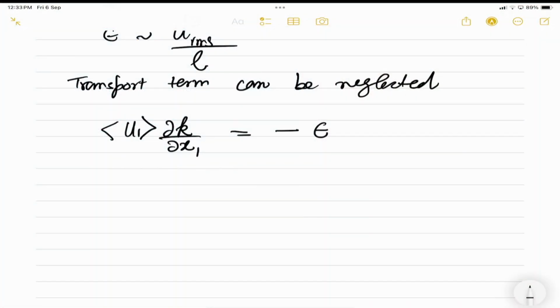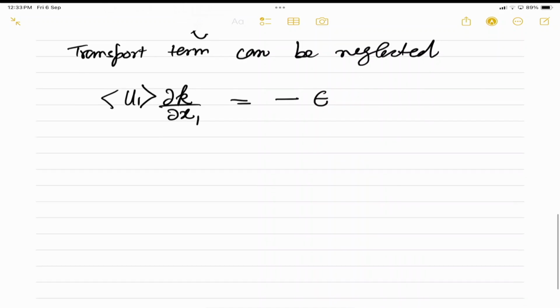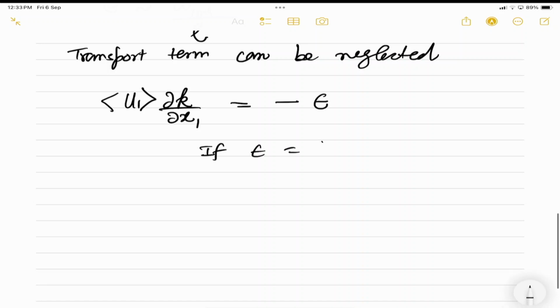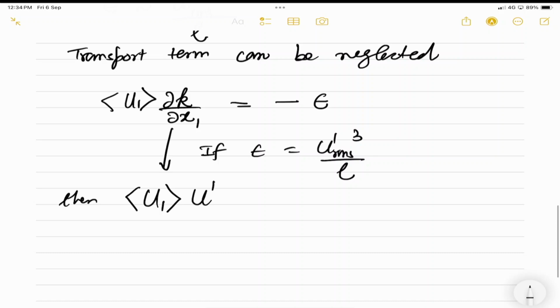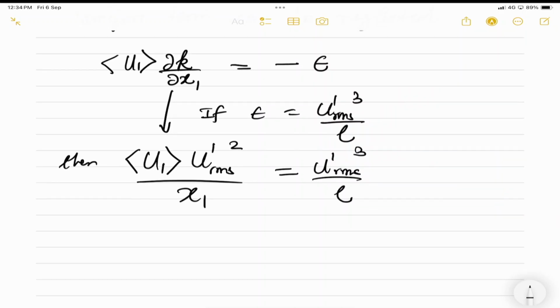now if I look at the order of magnitude analysis, what I am going to do is, if epsilon is equal to u prime RMS cube upon L, then what I get is mean of u1 times u prime RMS square upon x1 is equal to u prime RMS cube upon L, and from here what I get is u1 upon x1 is of the same order as u prime RMS upon L.